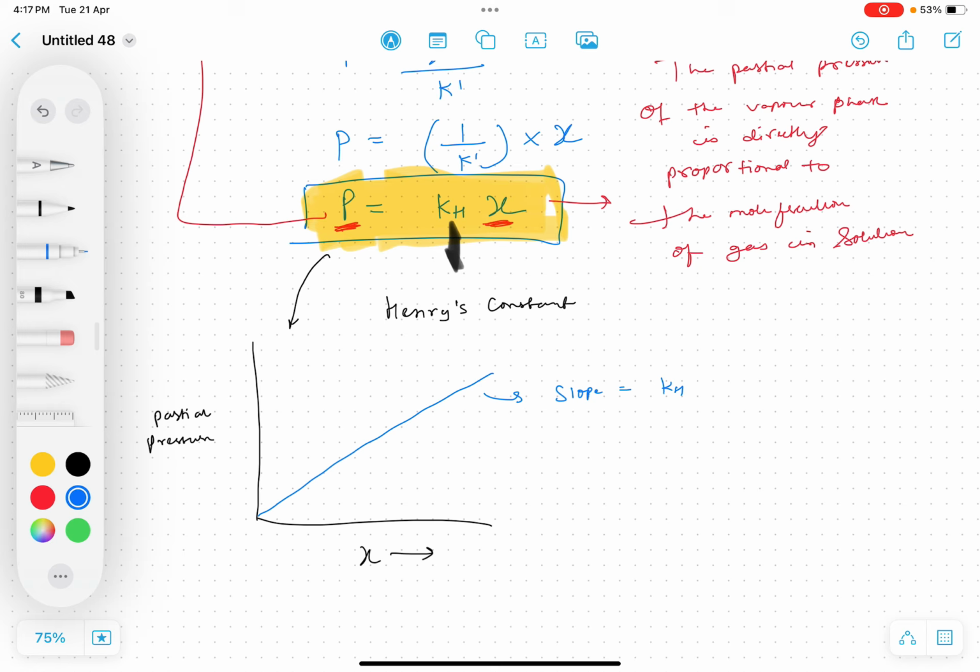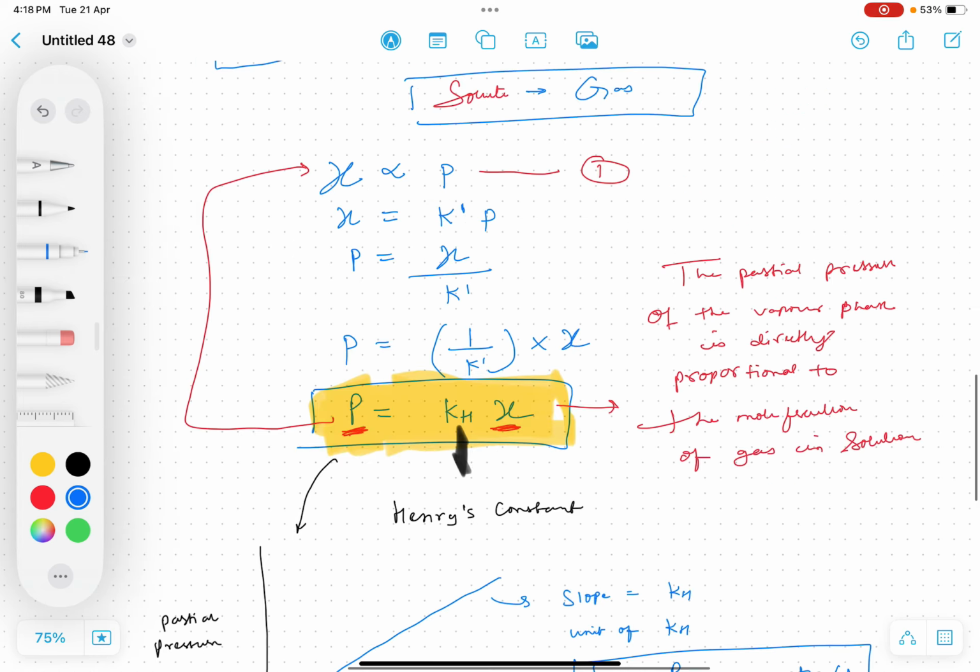If I talk about the unit of kh, then it can easily be calculated by the formula kh is equal to p upon x. So pressure is usually taken in terms of atm, and mole fraction has no unit, so kh unit will be equal to unit of partial pressure. So it can be atm, it can be bar, and it depends on the unit of partial pressure.